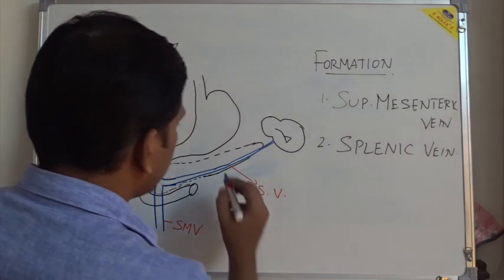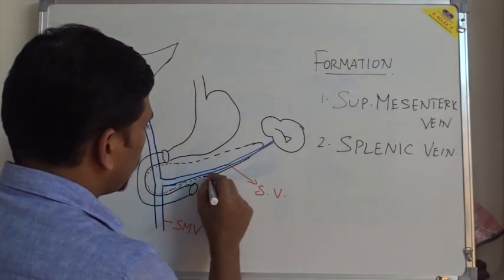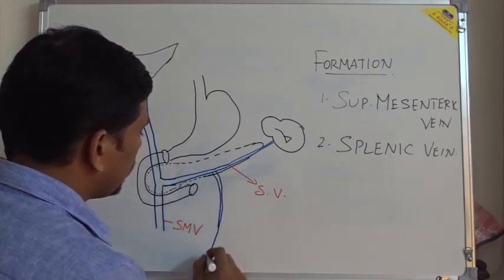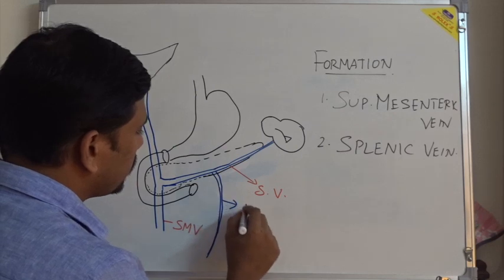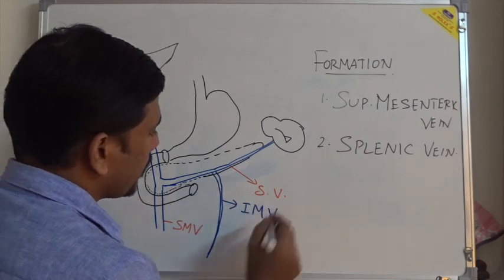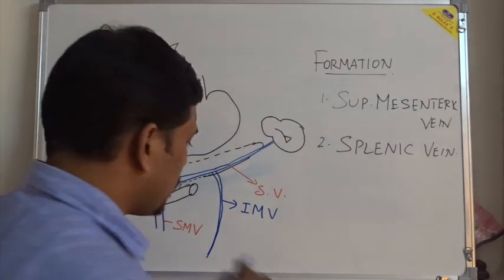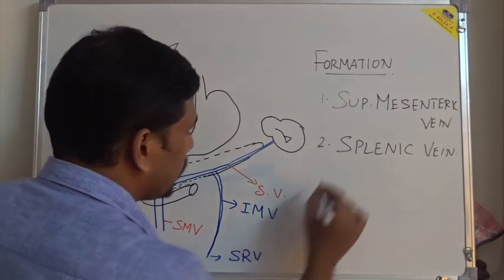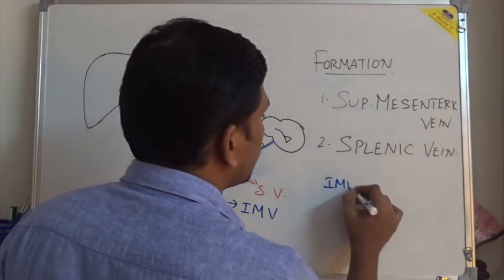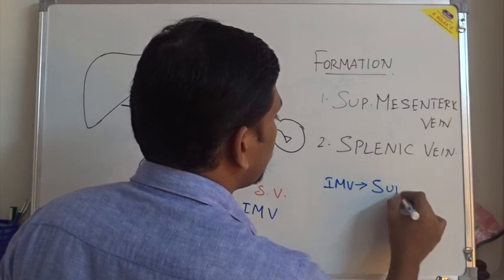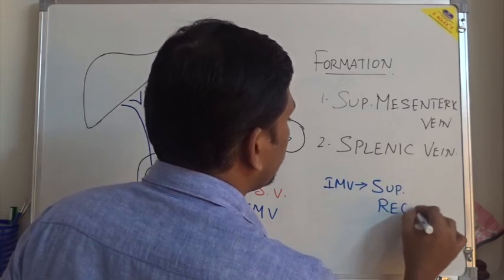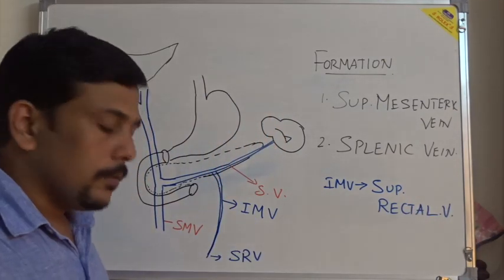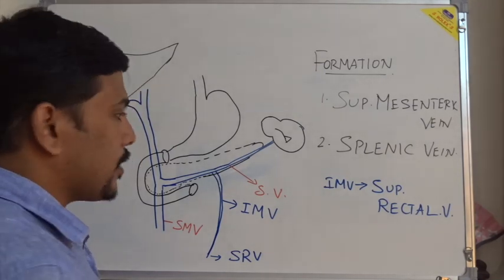So the splenic vein receives one important major tributary, that is the inferior mesenteric vein. This inferior mesenteric vein is nothing but the continuation of superior rectal vein, which is draining most of the lower part of the gastrointestinal tract.